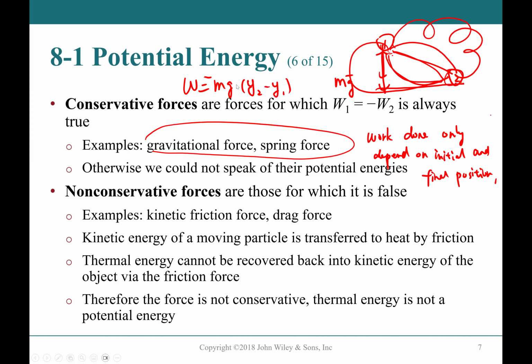So this force here, if the work done only depends on initial position and final position, is what we call a conservative force. And also the spring force: it only depends on the initial position of the spring and the final position of the spring. It does not depend on the path. So you can have the object going back and forth, as long as you know where it starts and where it ends, you can calculate the work done by the spring force.